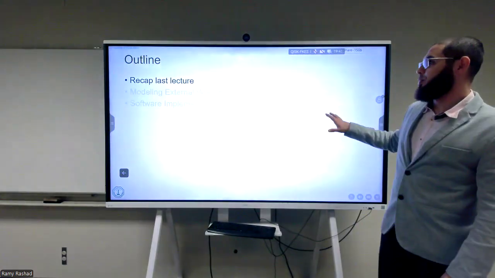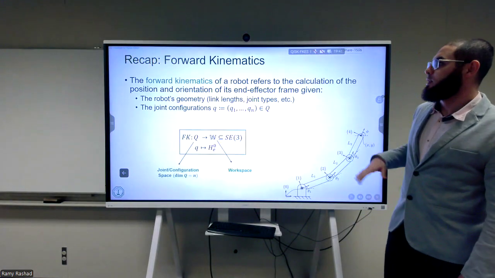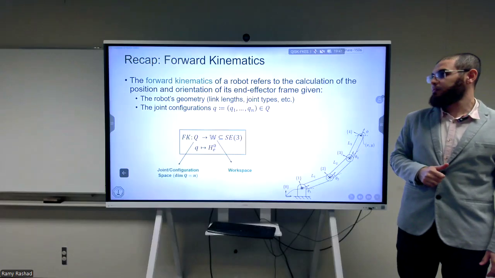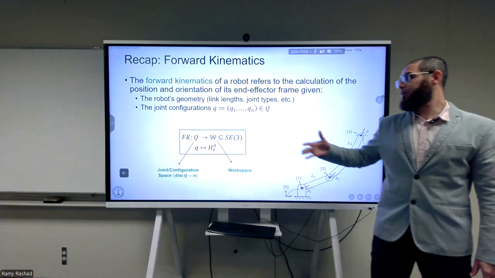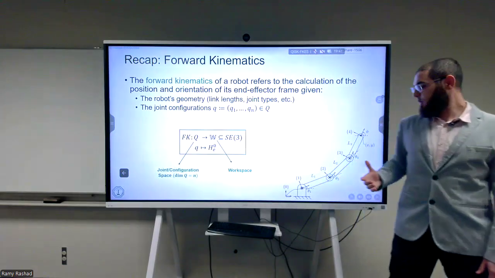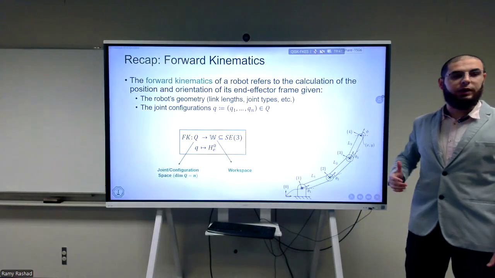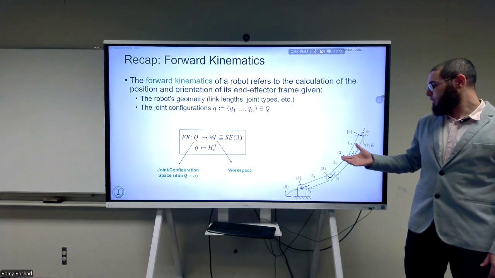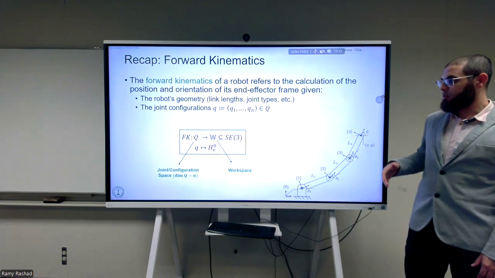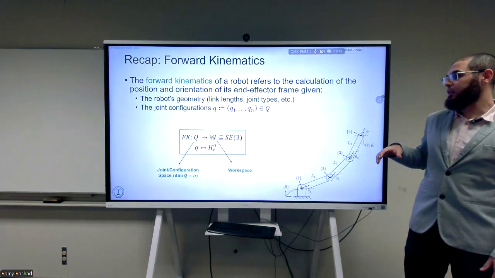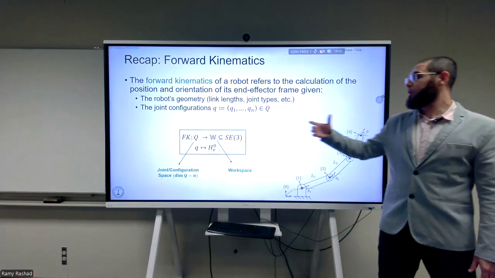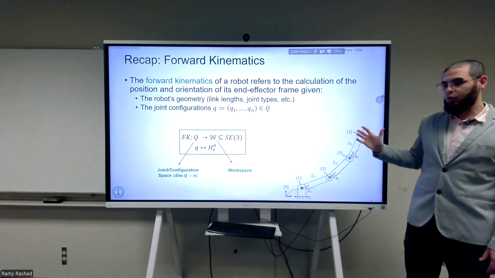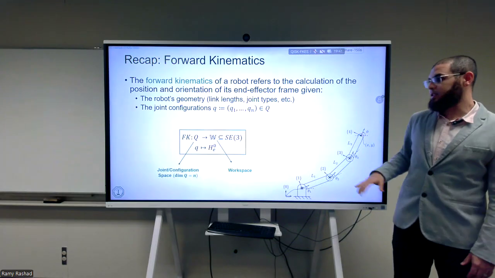So the recap of what we discussed so far is that we looked at the forward kinematics and the differential kinematics first. The forward kinematics was the map from the joint configurations of each link, so every joint that's connecting 2 links together, to the end effector pose. So how is the pose of the end effector relative to the base of the robot?